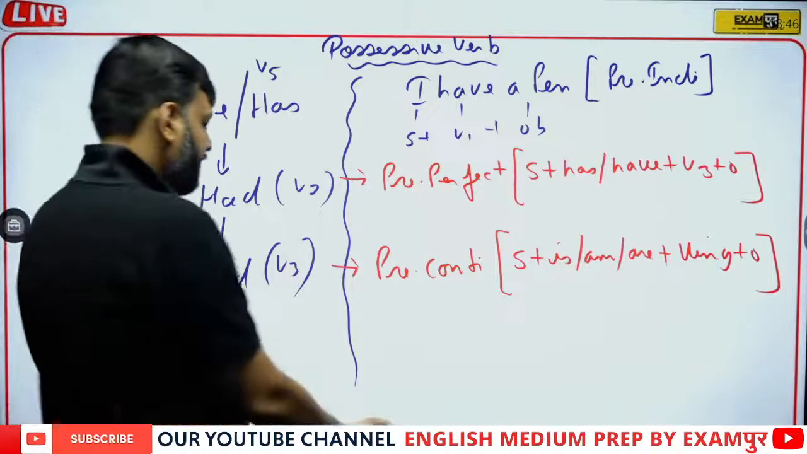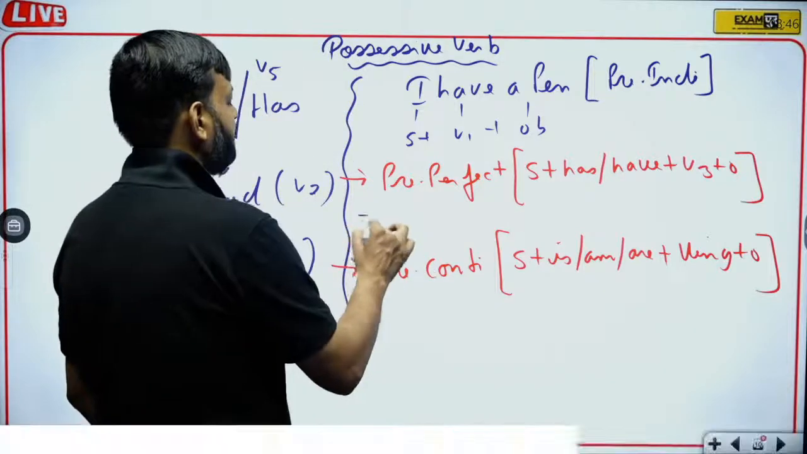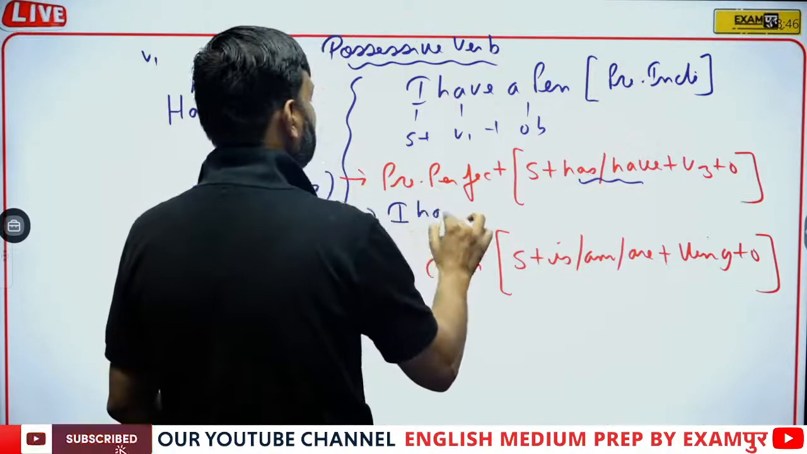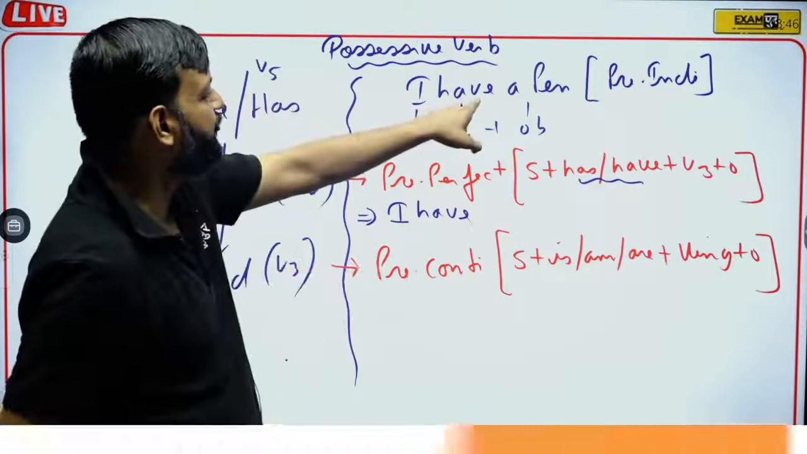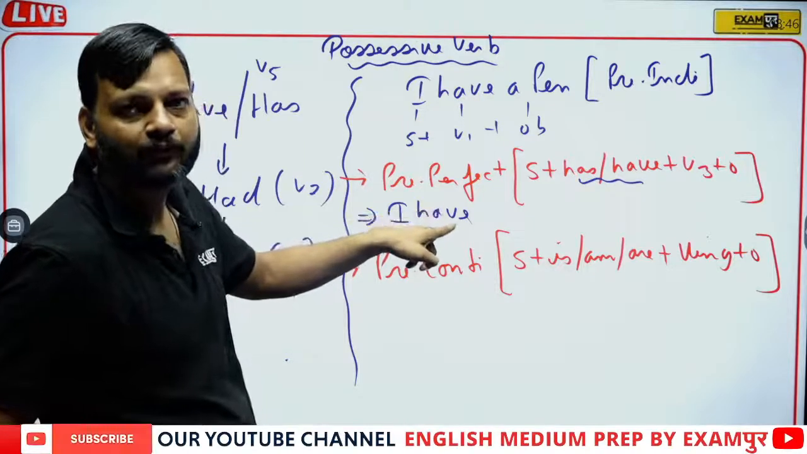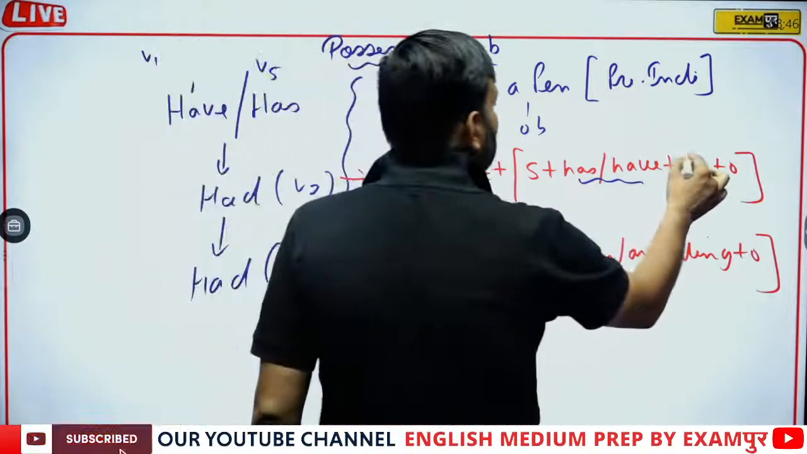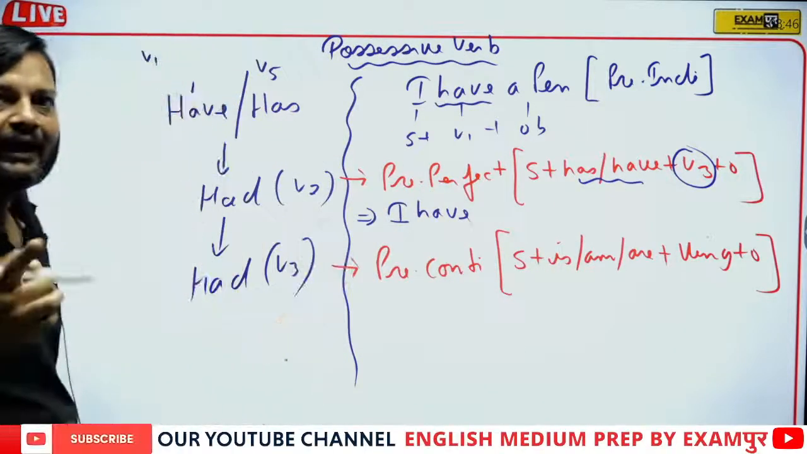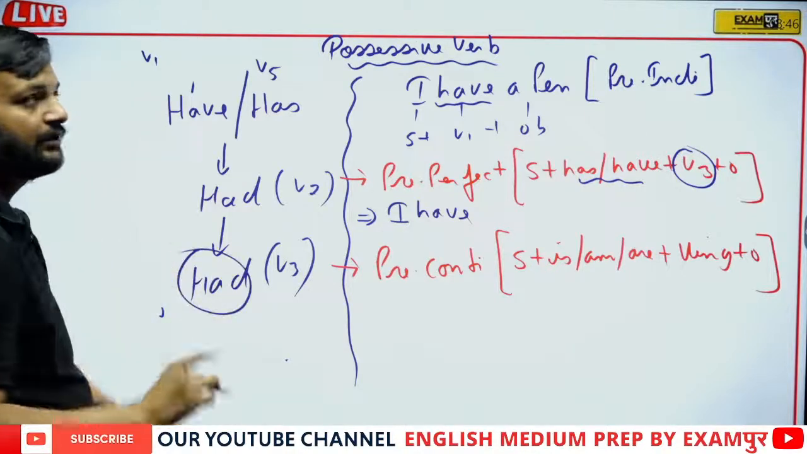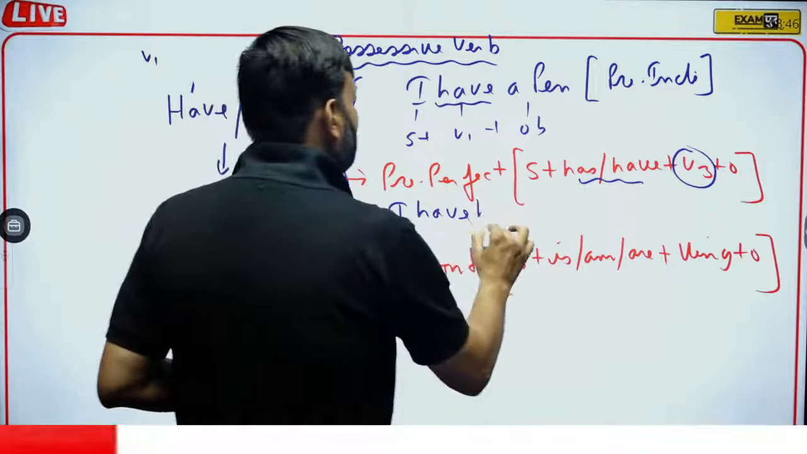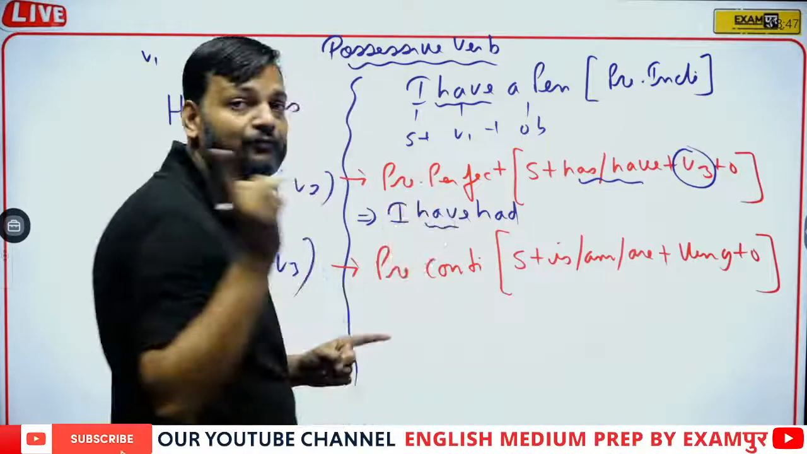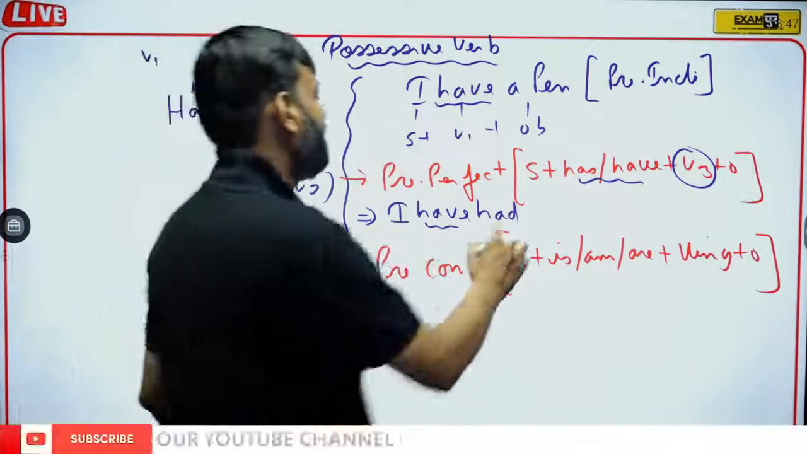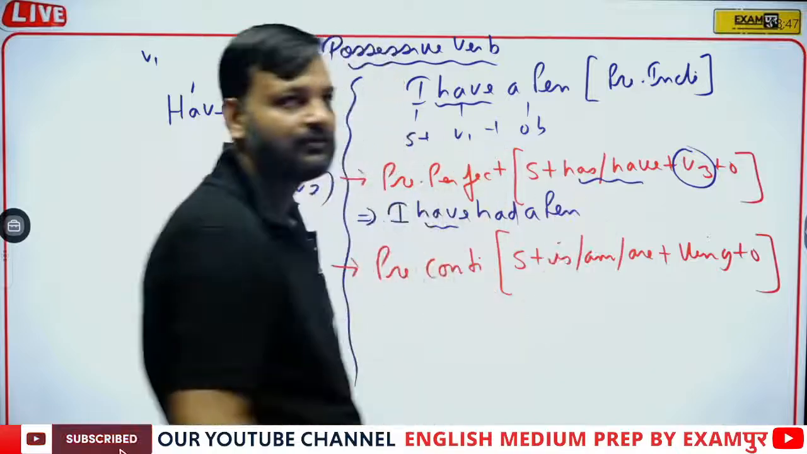See, the present perfect would be subject I, then after I we have to write have. Now this have is the main verb and this have is the helping verb, right? I have. Then we have to write the third form of the verb. Here the main verb is have, and the third form of have is had. So I have had. This have is the helping verb of present perfect and had is the third form of the main verb, the possessive verb. So I have had a pen. This would be the present perfect of this sentence.